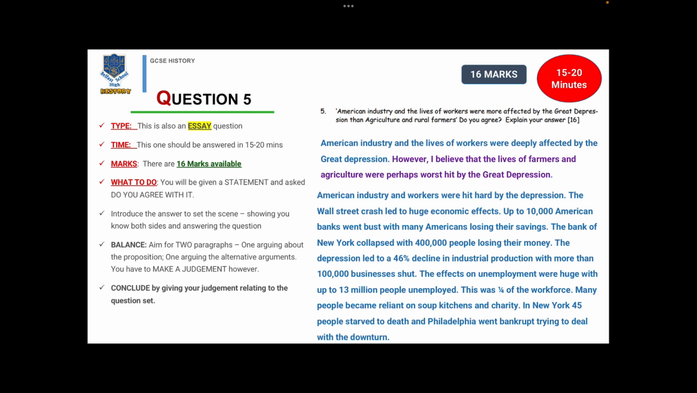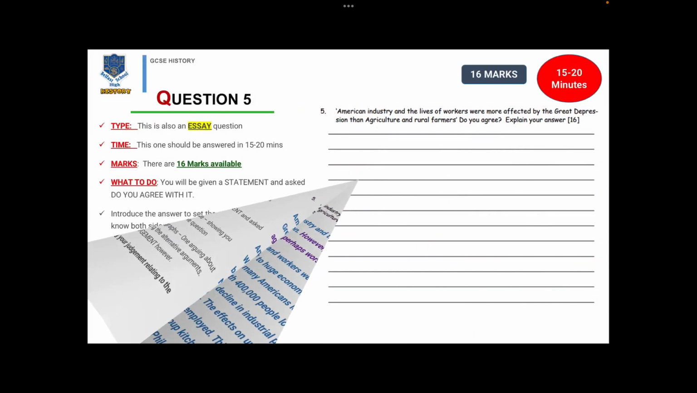Many people became reliant on soup kitchens and charity. In New York, 45 people starved to death, and Philadelphia went bankrupt trying to deal with the downturn. So you see here, it's sprinkled with facts the whole way through. You're arguing one side of the argument here, and you're doing it in a good way because you've got lots of evidence.